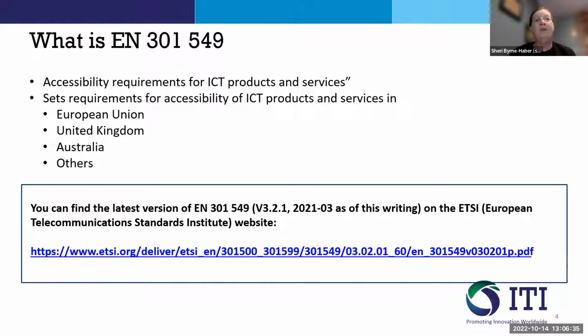Now, if you want to look at the entire standard yourself, there's a very long URL on the screen, but I'm going to tell you how I find it, which is I go to www.etsi.org. Click on the standards item on the horizontal nav bar, and then put in EN 301549 into the search bar for the standards. And that will bring up all of the standards. The current version of the standard is 3.2.1.